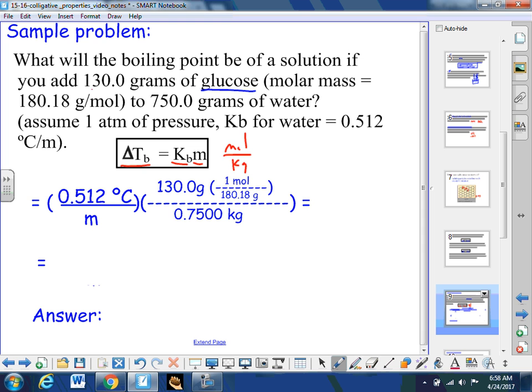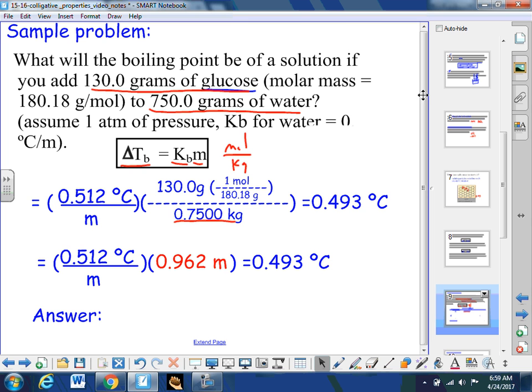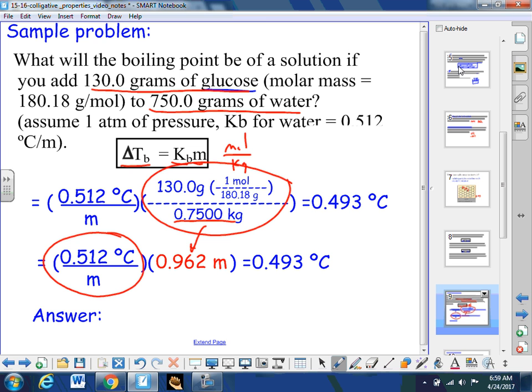So we have to take the 130 grams of glucose and convert that to moles by dividing by its molar mass. We have to take the 750 grams of water and change that to kilograms. And if we do all this math, it's going to give us 0.493 degrees Celsius. If you want to see it solved to a smaller extent, this is the molality of the solution. And so again, it's the molar boiling point constant times the molality that gives you the change in the temperature.